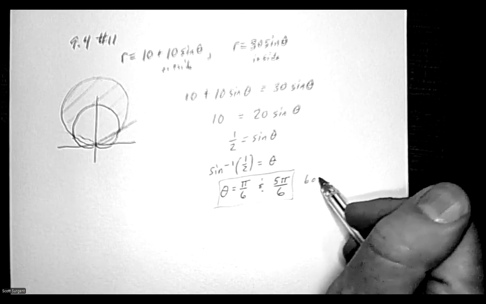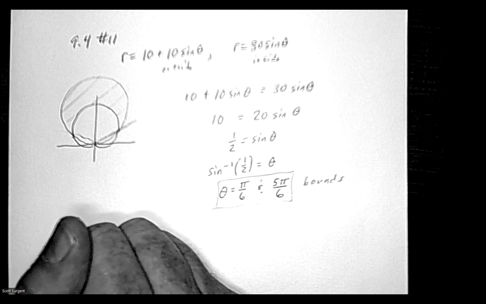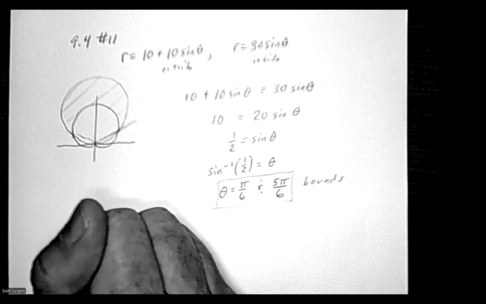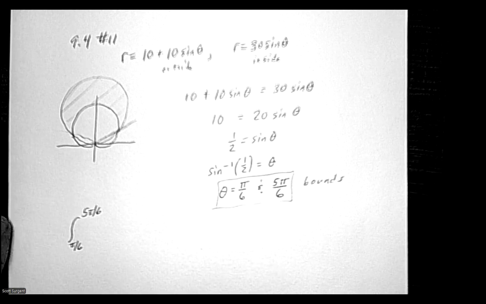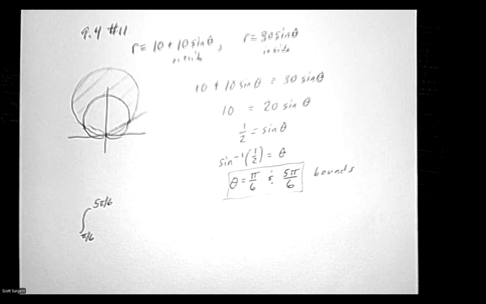Now we're not done with the problem, of course. This just gets us the bounds. So pi over 6, 5 pi over 6. Okay. Let me pause here. Thomas, that was your question, right? Yes. Does that help explain how the bounds were found?